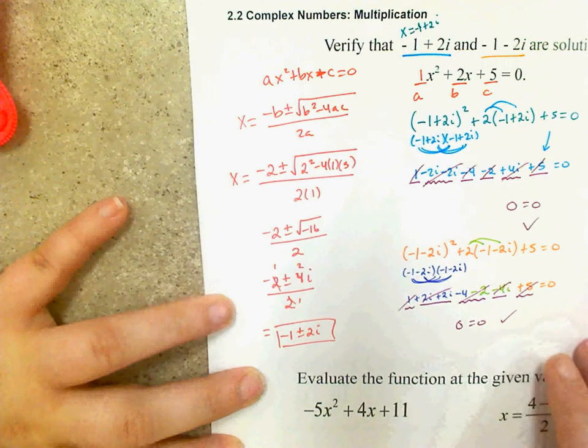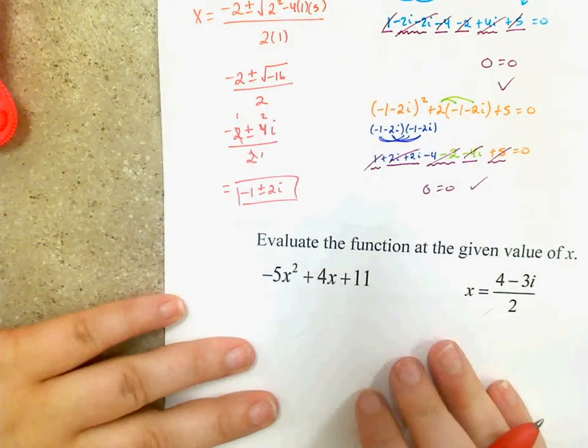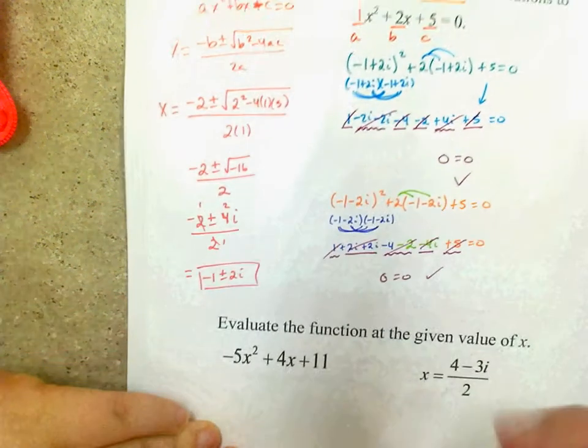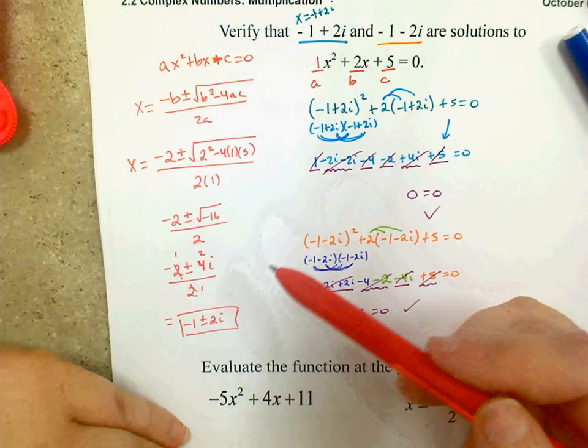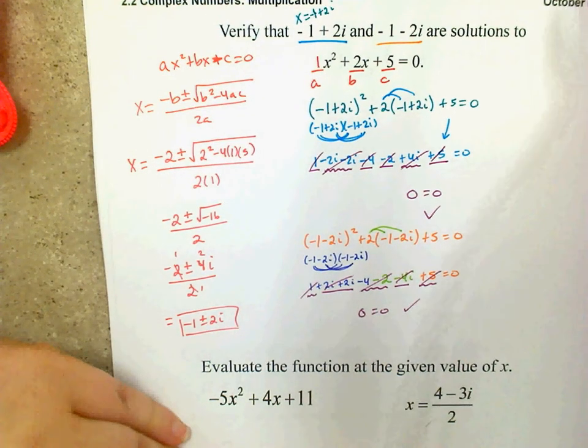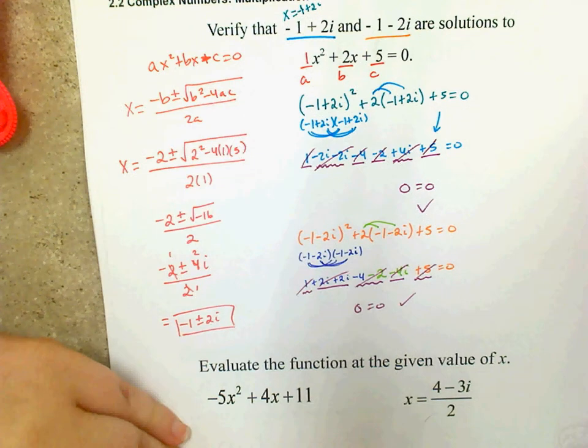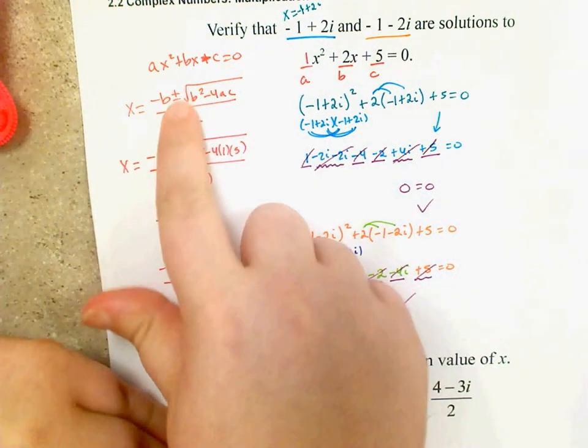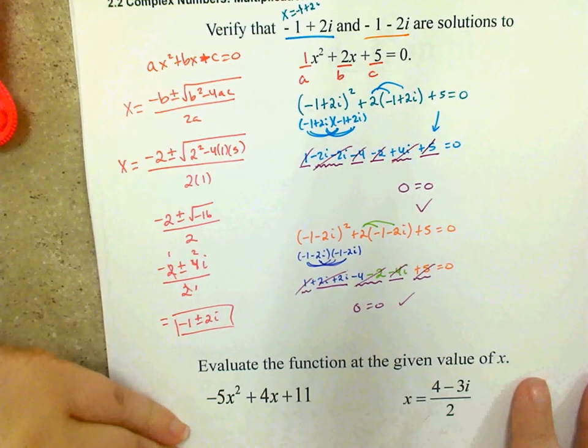It is true that if one is the solution, so is the other, because there's no way that you can have just one imaginary solution. You have to have the conjugate pair. And you get that from the plus minus.